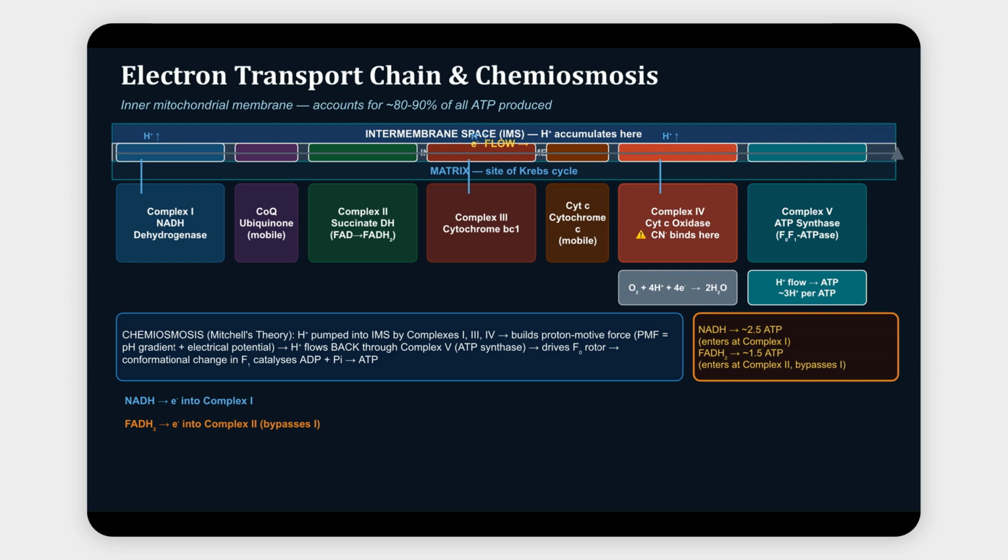This entire process, proton pumping by the ETC, followed by ATP synthesis driven by proton flow, is what we call chemiosmosis, and it was first proposed by Peter Mitchell in 1961, earning him a Nobel Prize in Chemistry in 1978.